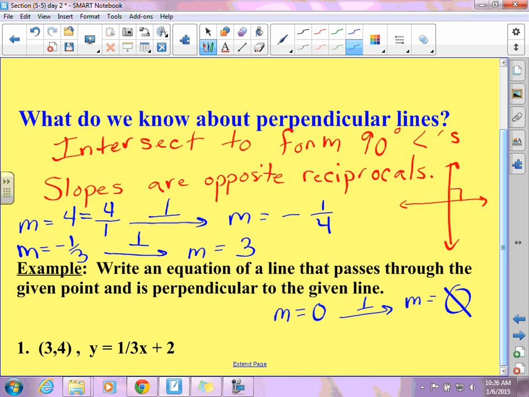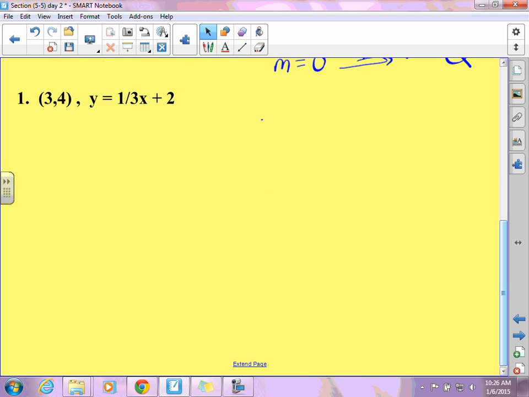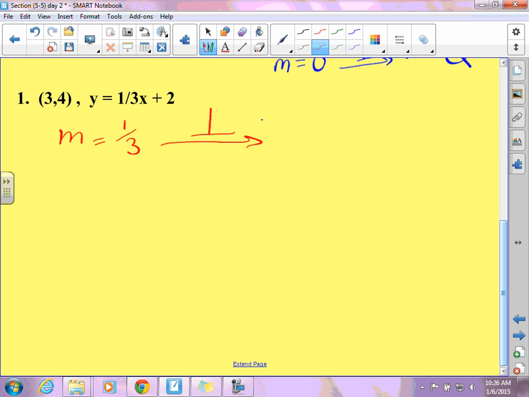Problem number 1. What is the slope of this line? It's 1/3. And if I'm doing a line that's perpendicular to it, notice how it's different from yesterday. Very good. It's -3. So y equals mx plus b. What's my y? 4. What's my m? -3. What's my x? 3. What's my b? B. That's what I'm trying to find.